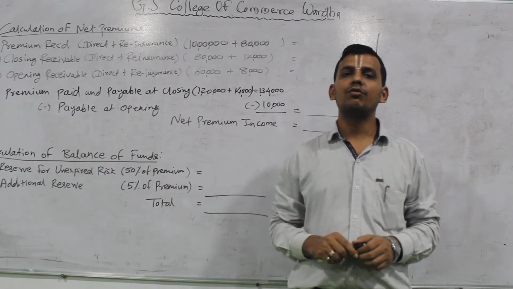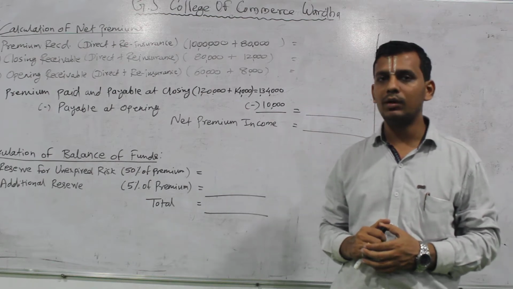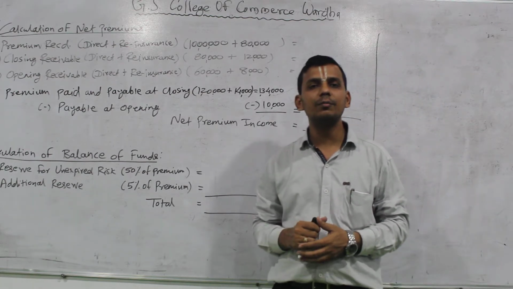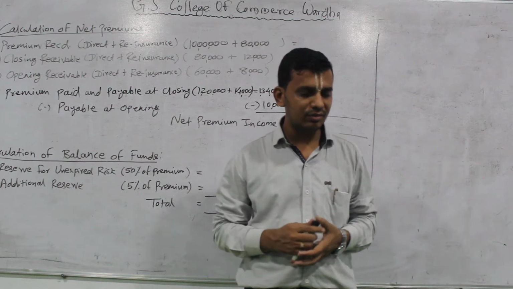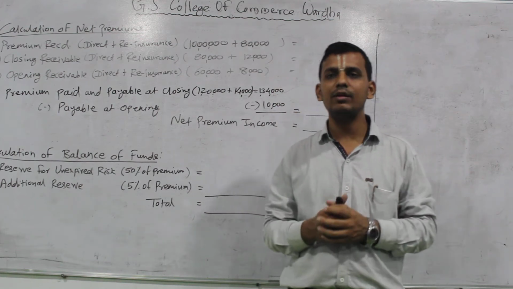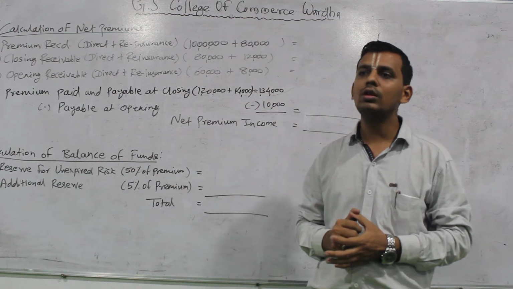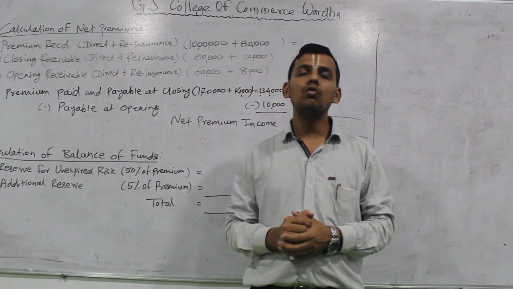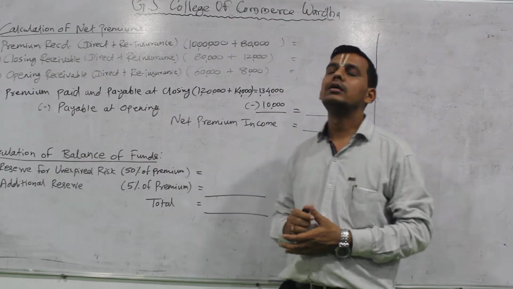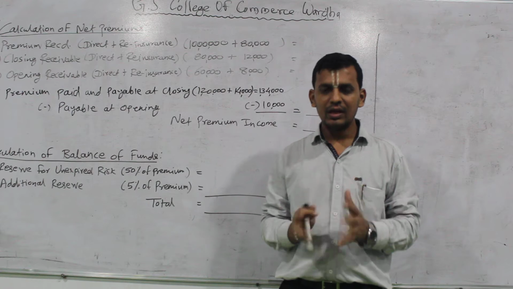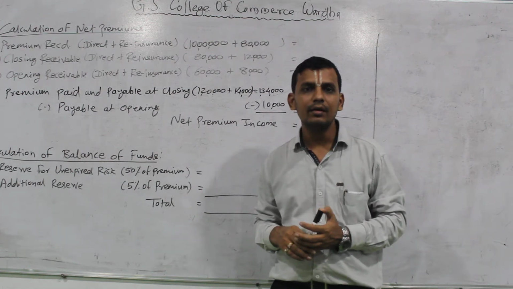In this video lecture for BCom first semester Financial Accounting, we will discuss a short problem related to the calculation of net premium as well as balance of fund. In the earlier videos, we have seen in detail how we should prepare the revenue account, the P&L account and the balance sheet. We will also see how a full-fledged 16 marks question regarding the general insurance company final accounts can be solved. In this video lecture, we will see in detail how the net premium is to be calculated.